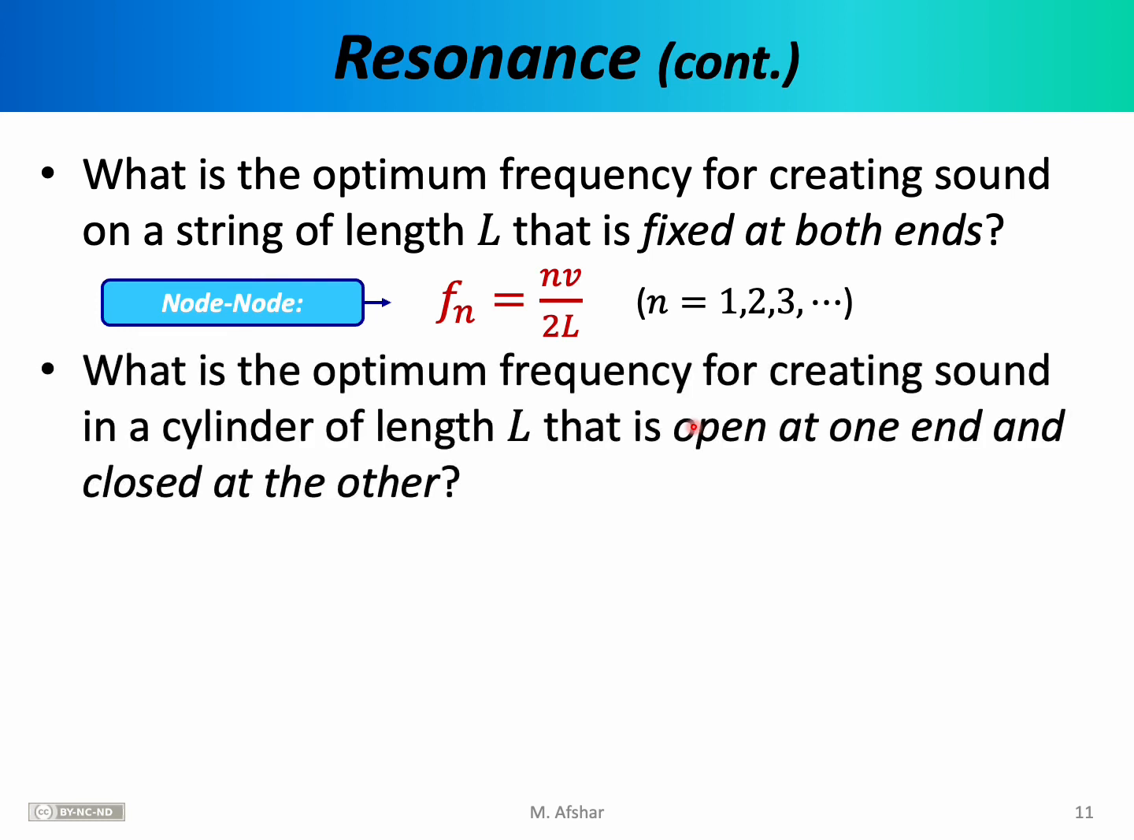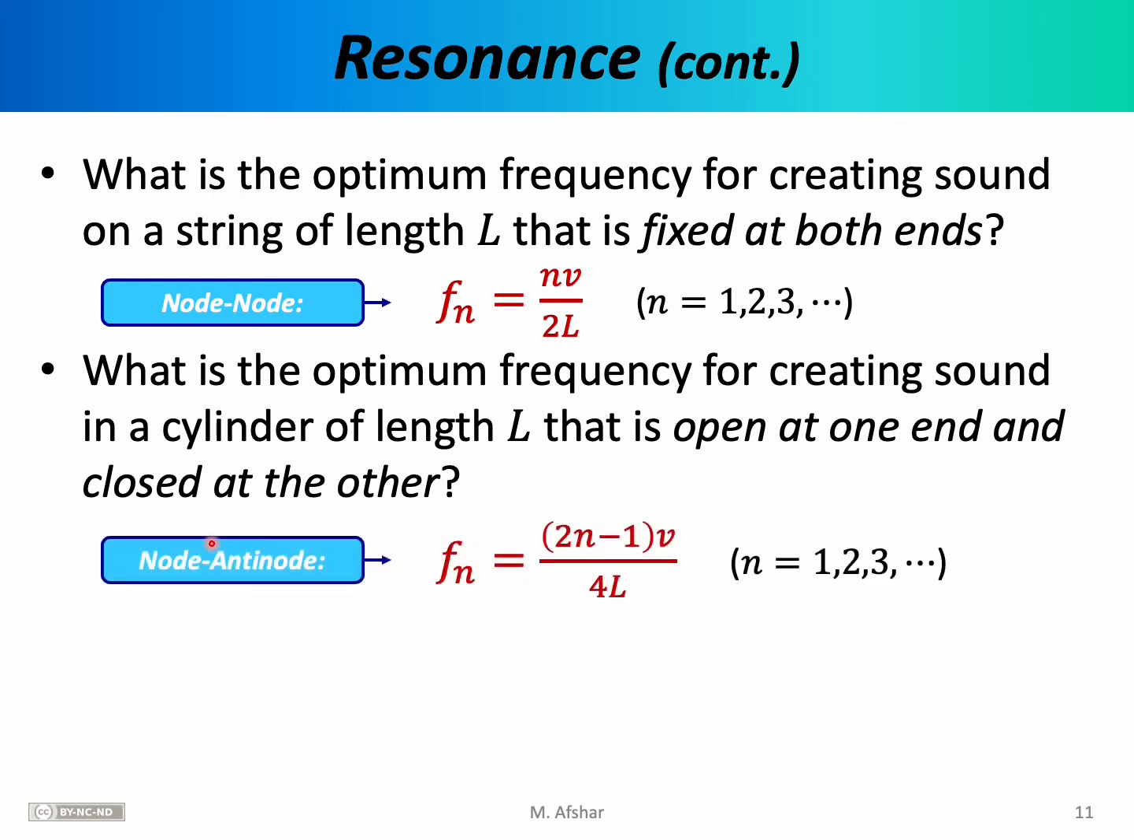We could ask the same question for a different type of string, one that is open at one end and closed at the other. Here we're talking about node-antinode boundary conditions. And the formula is slightly different. Now we find that the resonance frequencies, those frequencies that have the most amount of energy, are given by this formula. Once again, we're taking V, which is the wave speed, and dividing it by the allowed wavelengths that we carefully found a couple of slides ago.